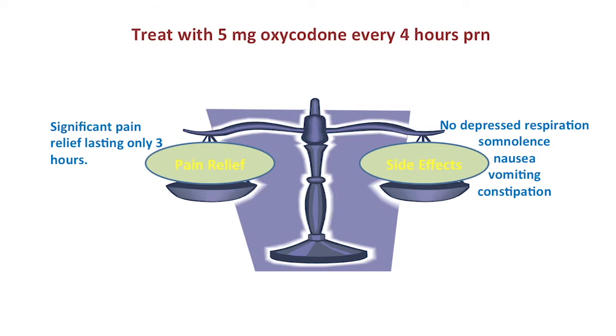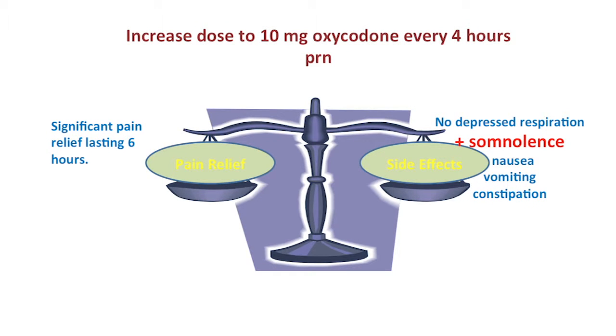In order to achieve more effective pain treatment, the dose is increased to 10 milligrams of oxycodone with the next administration. This results in significant pain relief lasting 6 hours. Although there is no respiratory depression, there's significant somnolence after the dose, but no nausea, no vomiting, and no constipation.